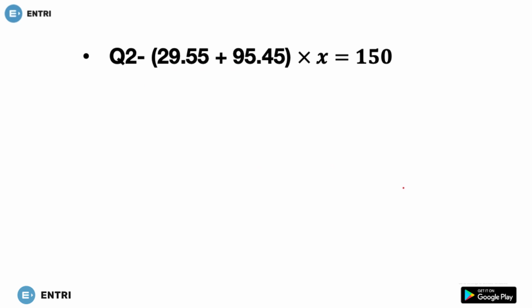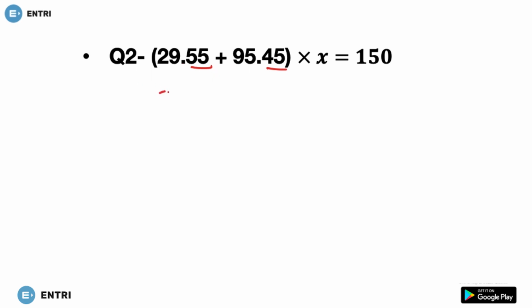The next question is 29.55 plus 95.45 into x equals 150. See, when you look at this question, you will try to understand that it is going to take a lot of time. But no, you can see that 0.55 and 0.45 together make what? It makes 1. That means we can solve this question in a new way.